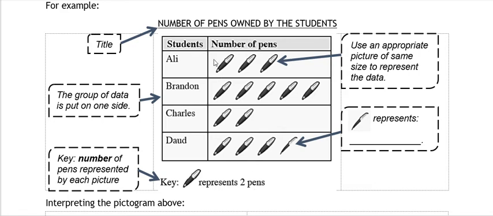So here, for example, for Ali, you see 3 symbols. This one symbol represents 2 pens. So you can count here 2, 4, and 6, and you will do the same thing for the rest of the pictures. Now, one thing that is different in this picture is that you sometimes will have an incomplete picture like this. This is actually a half of what you see from the key. So here you can say that this picture represents 1 pen, because a full picture represents 2 pens. So a half of the picture will be 1 pen.